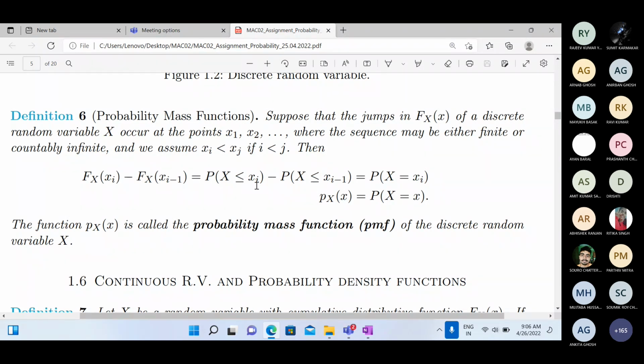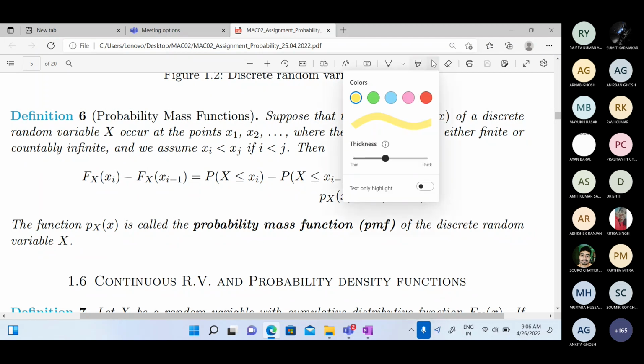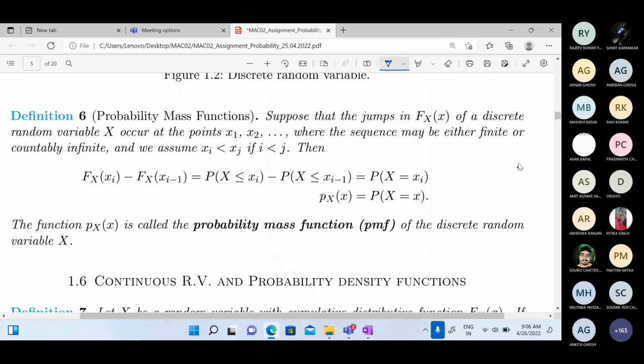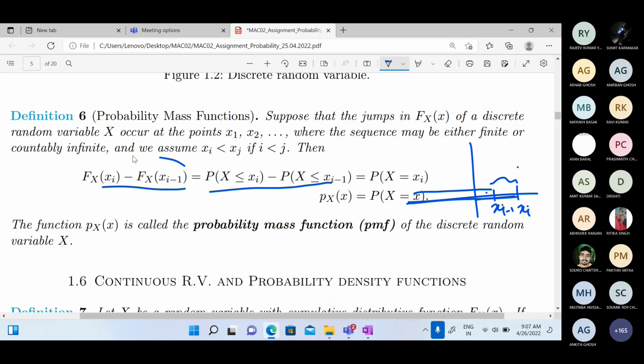If we think of it as a graph, something like this, here this is xi, and this is xi minus 1. So we are taking the probability from here up to this point, and then subtracting the probability up to this one. So we get basically this portion of the probability. This minus this defines the probability of this one, and this portion is denoted by px of x, the probability mass function of the random variable X equal to x, at this point. So we denote it as PMF, probability mass function.